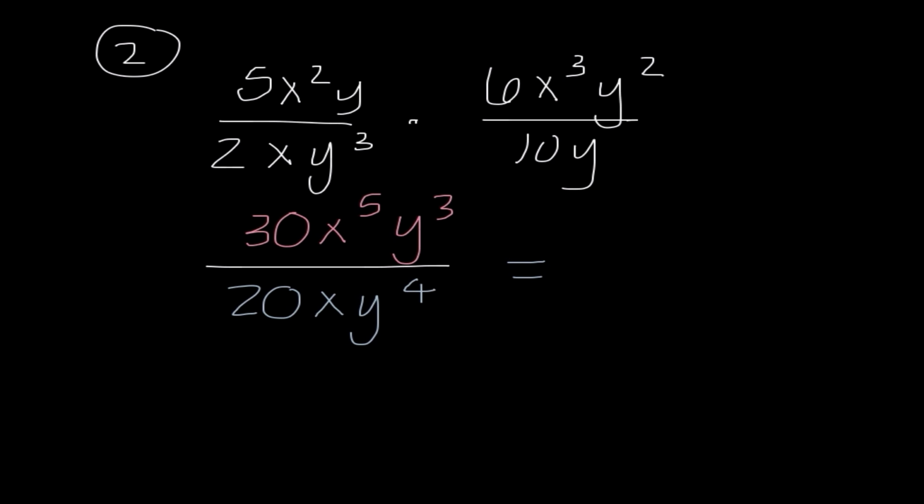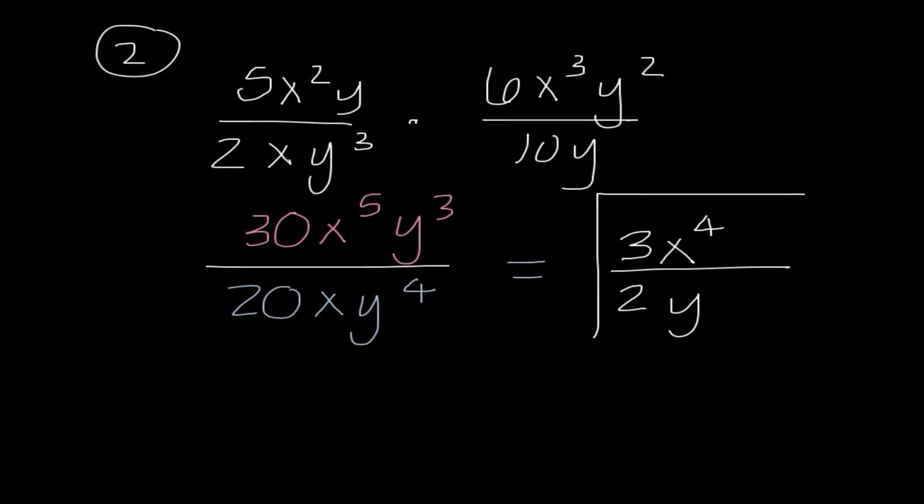At this point, I'm going to look at each one individually and reduce. So 30 divided by 20 would be 3 over 2. I can battle these x's, and the numerator is going to win by 4. And when I battle these y's, the denominator is going to win by 1. So my answer would be 3x to the 4th over 2y.